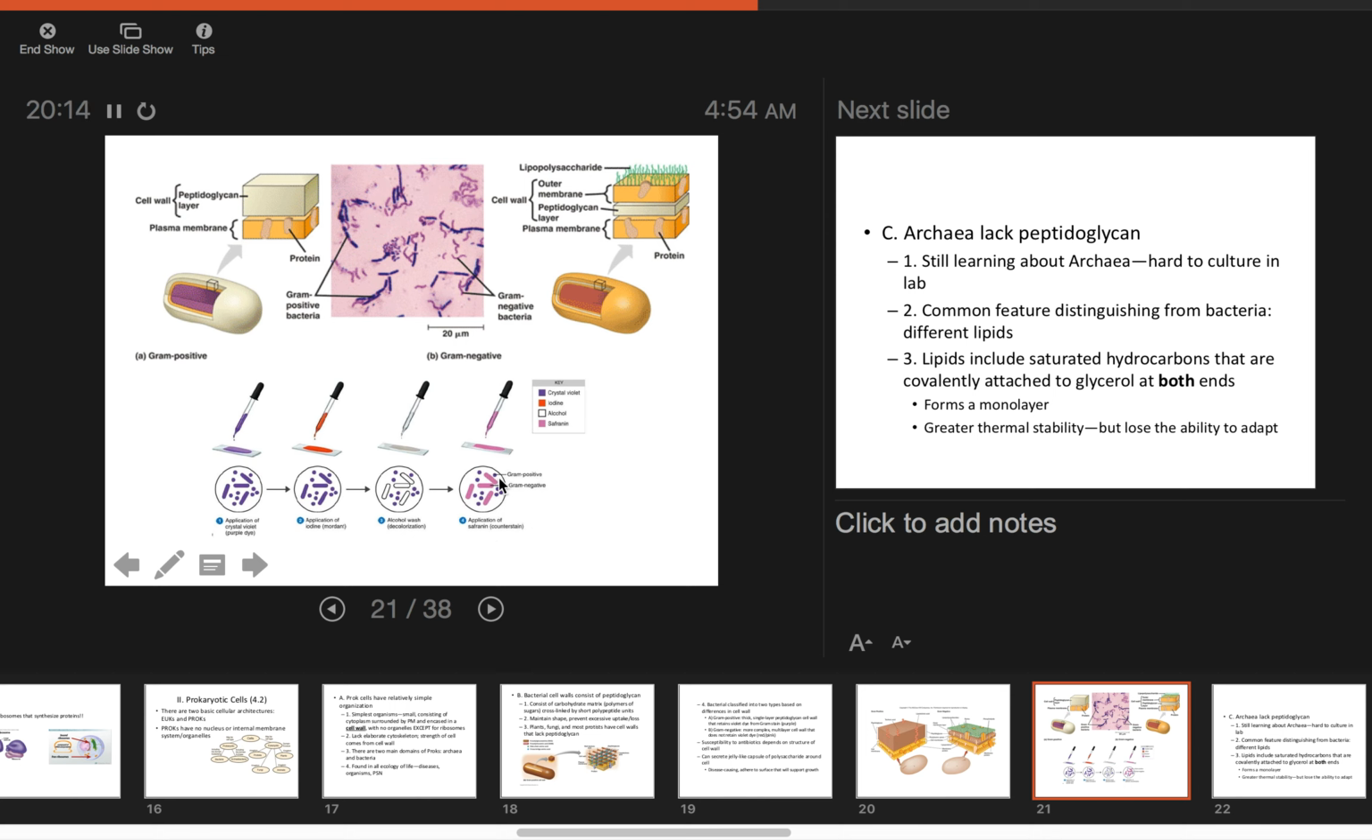So purple is gram positive, and negative is pink. Don't get those two colors mixed up for what they mean. You need to know, pink is gram negative and purple is gram positive.